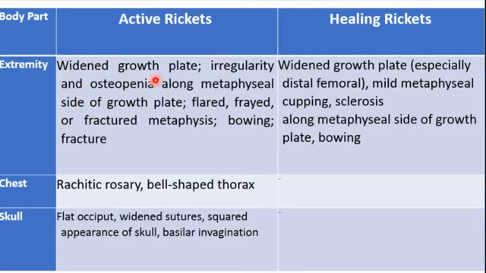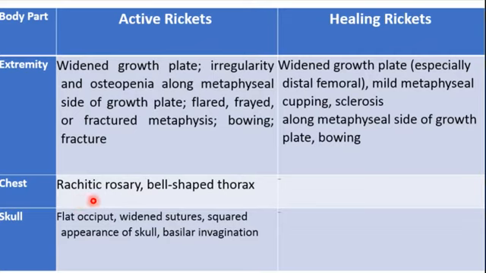At the active phase, there is widening of the growth plate, irregular osteopenia along the metaphyseal side of the growth plate, flared, frayed, or fractured metaphysis, and finally bowing fractures. While in the healing phase, there is widened growth plate, especially in the distal femur, mild metaphyseal cupping. Instead of osteopenia, there is sclerosis along the metaphyseal side of the growth plate, and also there is bowing.